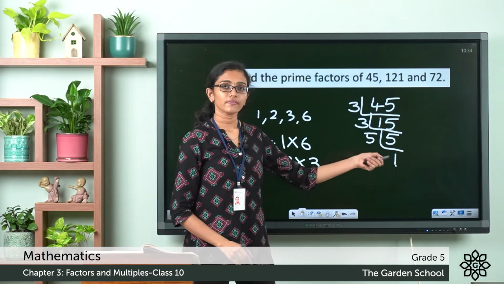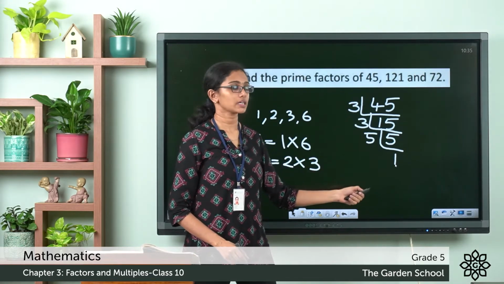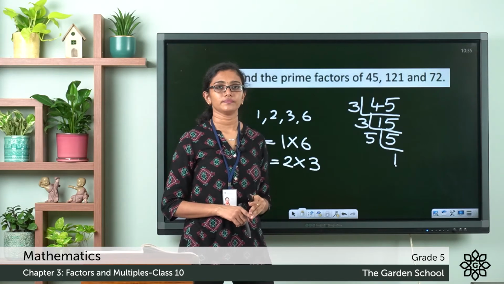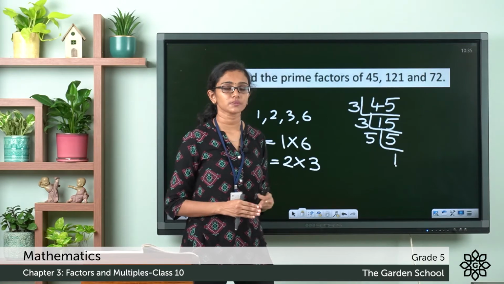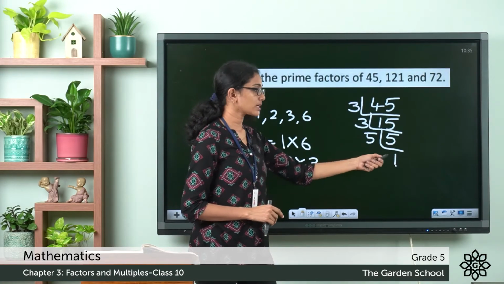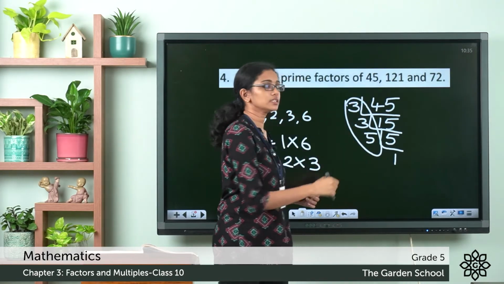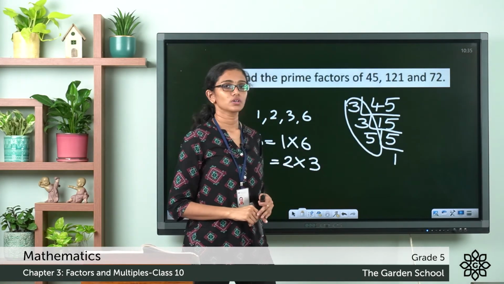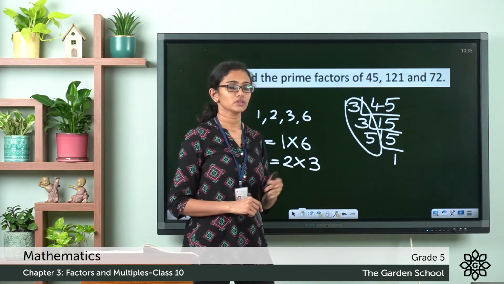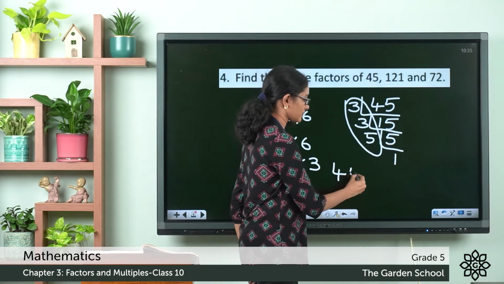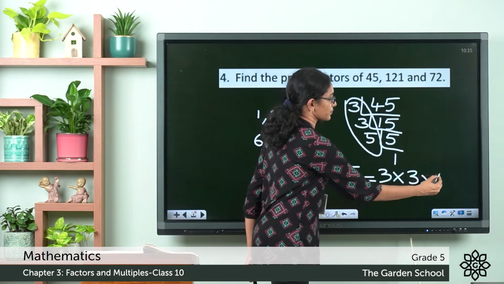So you keep on dividing the given number with the smallest possible prime factors till you get 1. Is that clear? And what you have here are the prime factors for the given number. So which are the prime factors for 45? 3, 3, 5. So how do you write the prime factorization for 45? 45 is equal to 3 into 3 into 5.